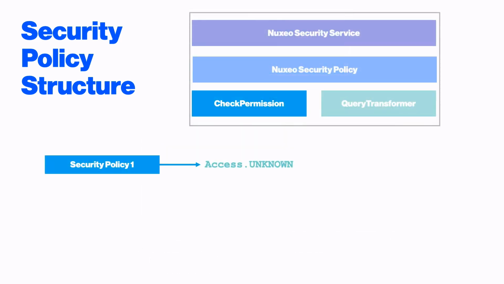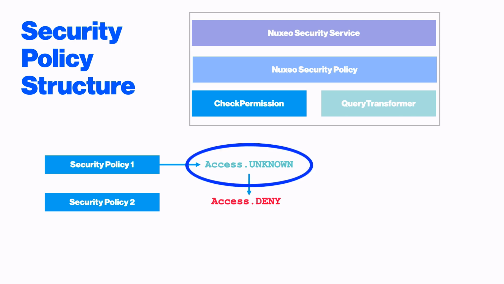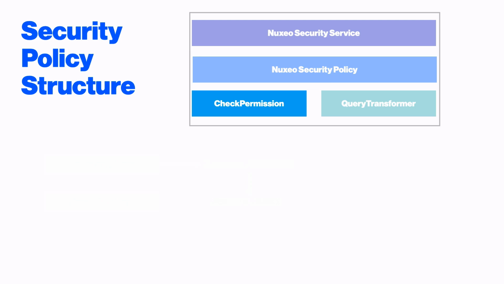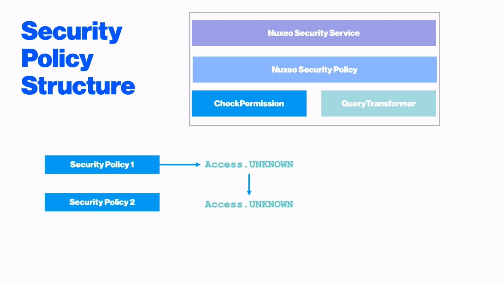The check permission evaluates a list of security policies to identify if the access is granted or not for the document. If access unknown is returned, then the following custom security policies will be checked. If access deny is returned, then the document access is prohibited. Finally, if all policies return access unknown, then the standard ACLs will be checked.